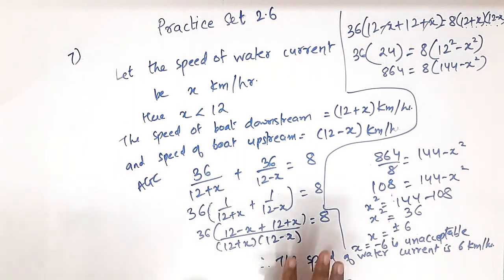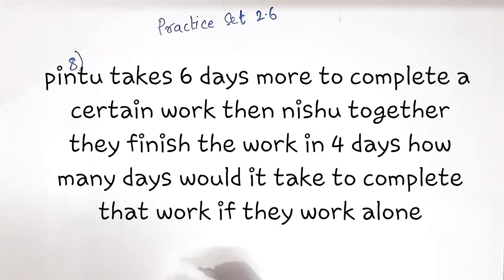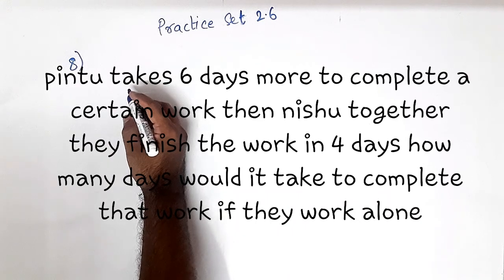Easy one, but you do it on your own, then it will be far easier than it looks. The 8th one says that Pin 2 takes 6 days more to complete a certain work than Nishu. Together they finish the work in 4 days. How many days would each take to complete the work if they work alone? Now Pin 2 takes 6 days more.